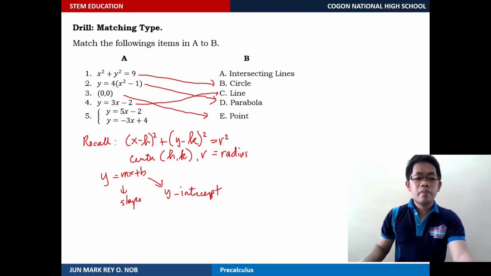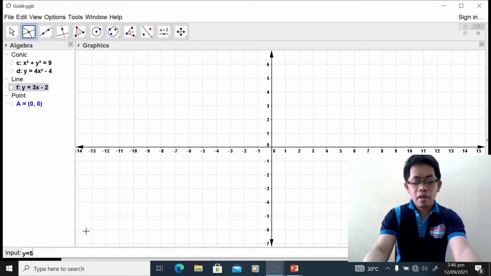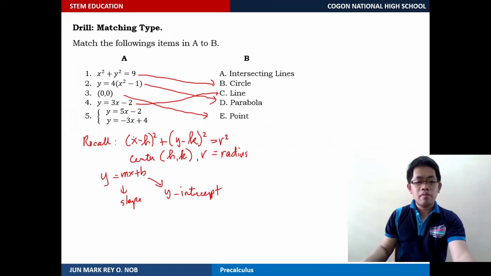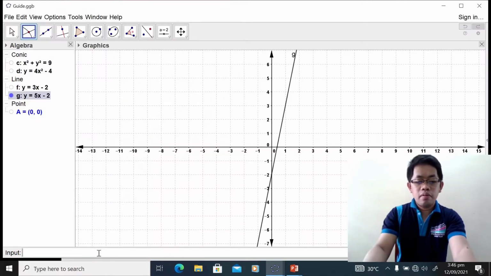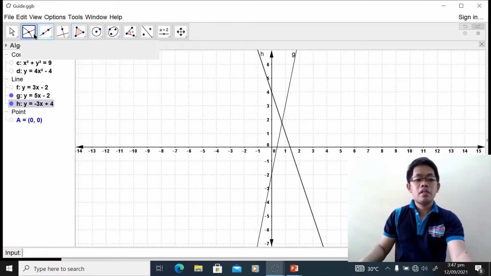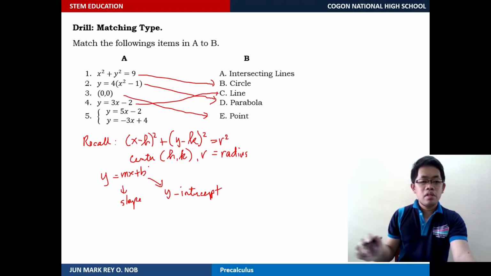Now number 5, y equals 5x minus 2. Obviously this is also a line. And we also have another line, y equals negative 3x plus 4. So we have here intersecting lines whose intersection is at the coordinates (0.75, 1.75). So number 5 is intersecting lines.